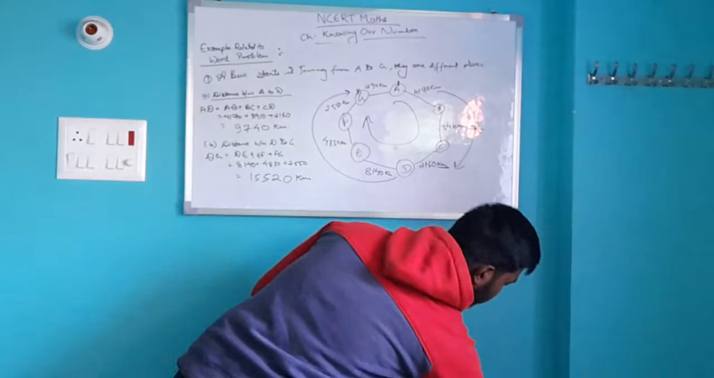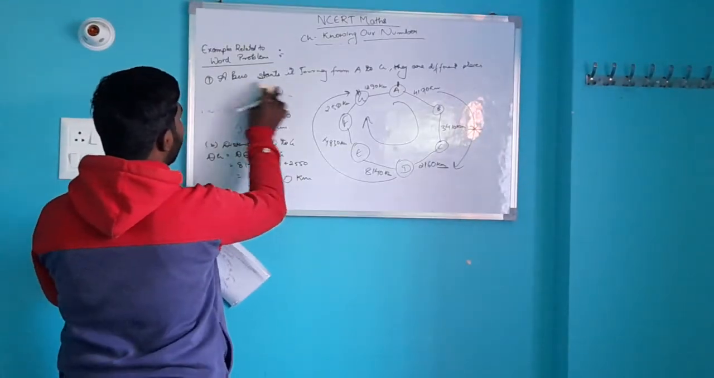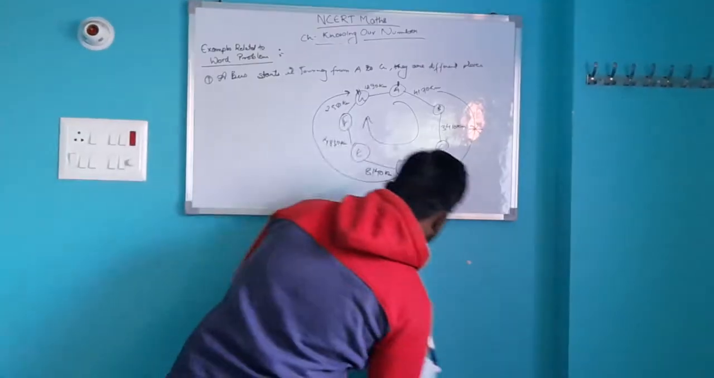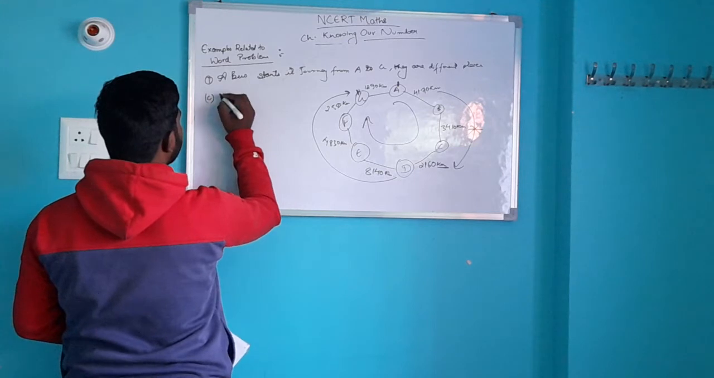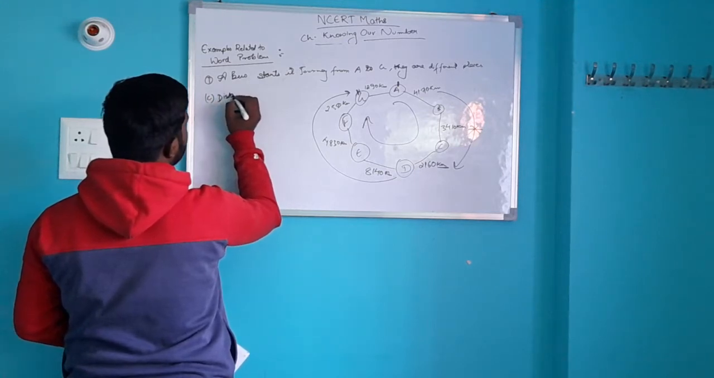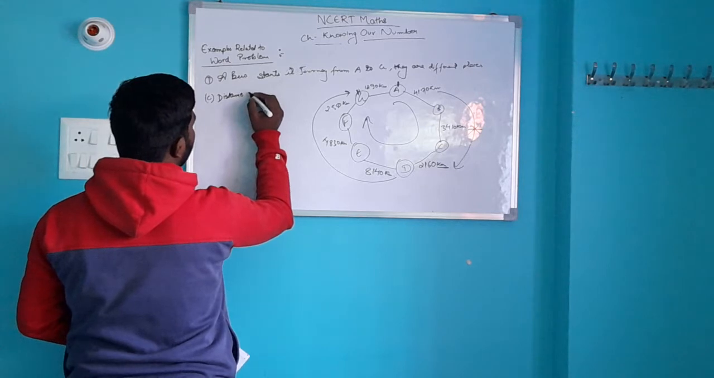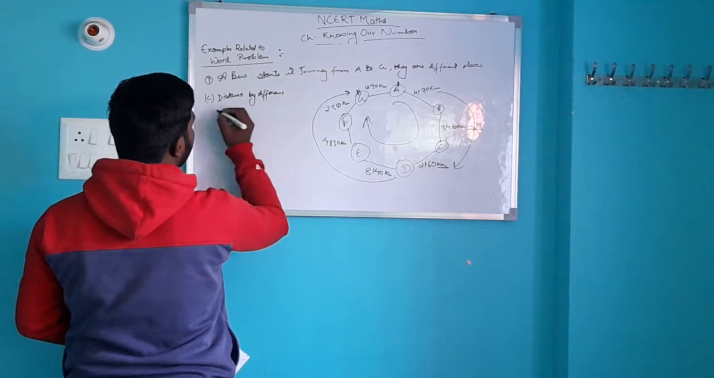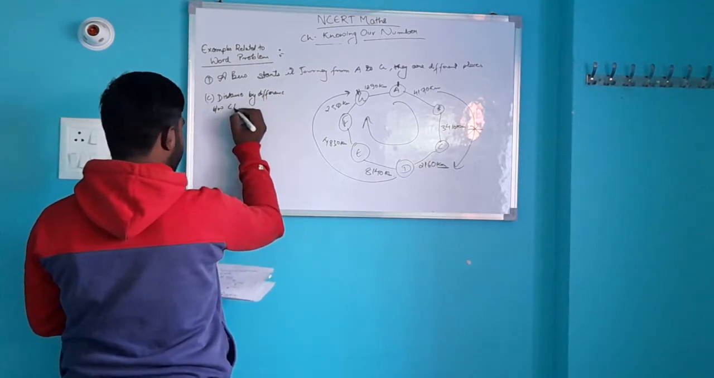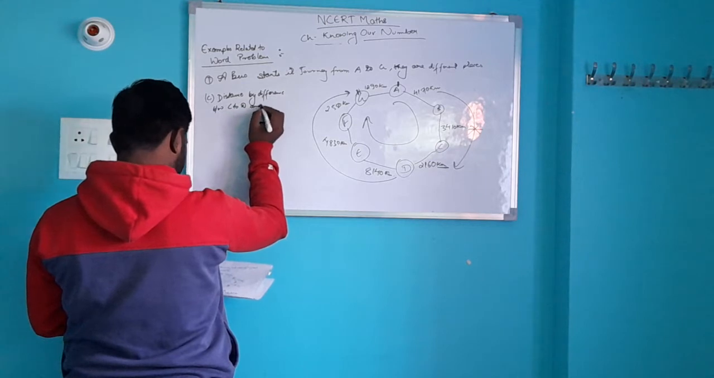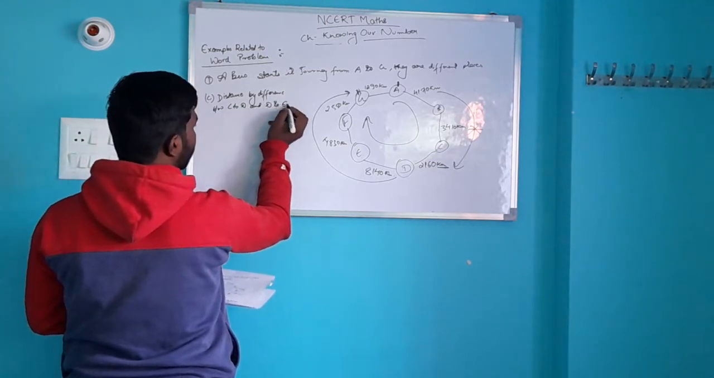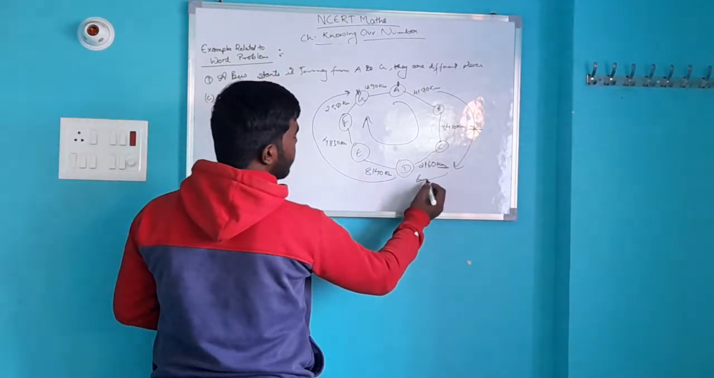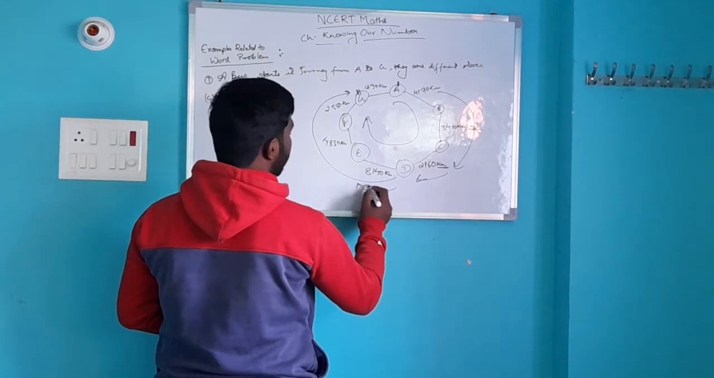Then we solve our third part, which is to find the distance by the difference between C to D and D to E. Then we first see the distance of D to C, C to D, and then D to E part.